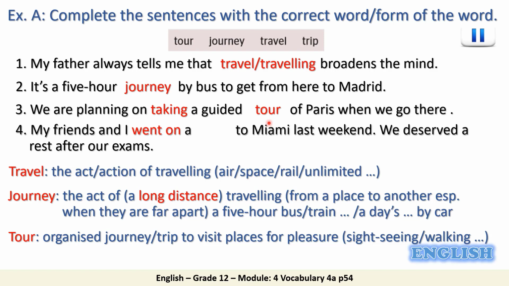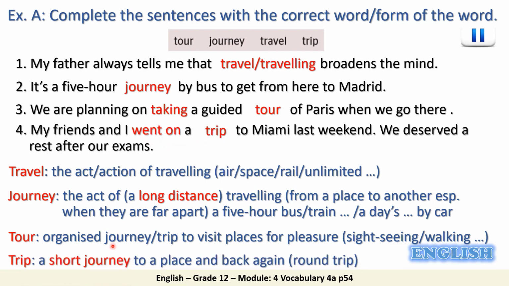About number 4, ready? My friends and I went on a trip to Miami last weekend. We deserved a rest after our exams. Also pay attention to the collocation here. Go on a trip, but take a tour. In the past, went on a trip. So a trip is a short journey. This is what I have just told you about the difference between journey and trip. A trip is a short journey to a place and back again. If you go and come back again, it's a round trip.